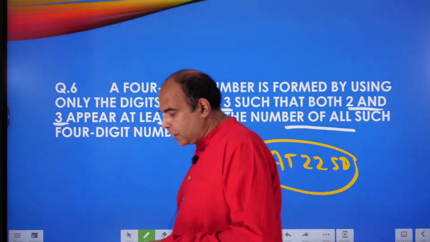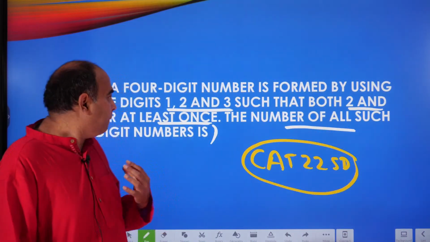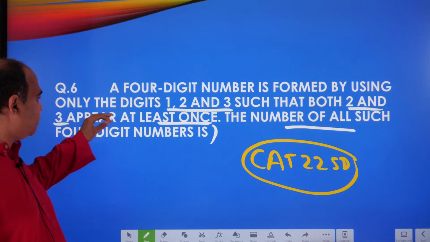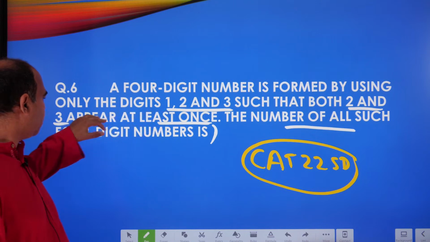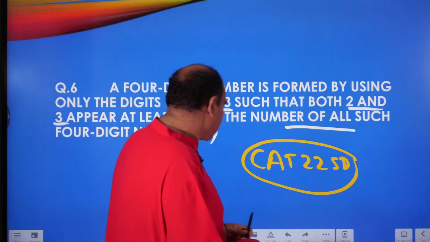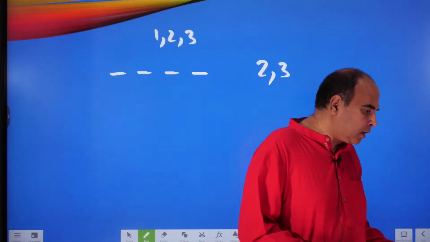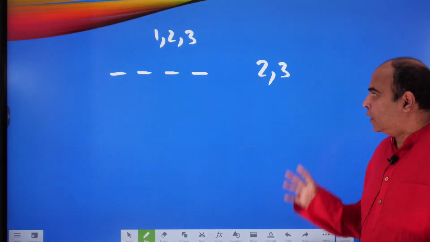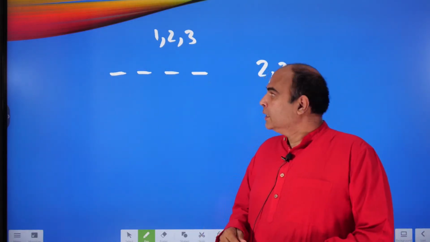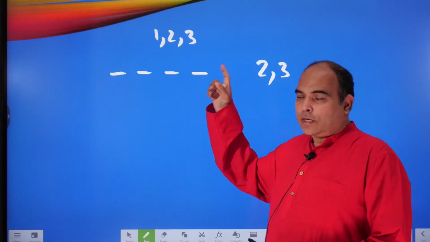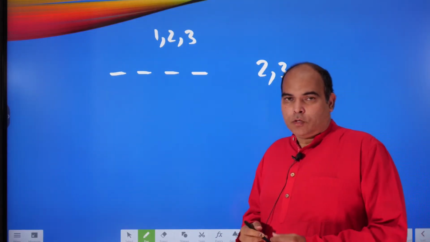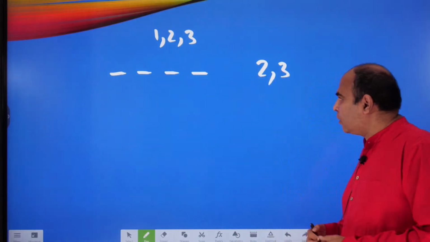Anyway, let's come back to this question. So what was your question saying? A 4-digit number is formed by using only the digits 1, 2, 3, such that both 2 and 3 appear at least once. How many such numbers exist? So there are 3 constraints here. One is that it's a 4-digit number. Second constraint is that you are using only the digits 1, 2, 3, and 2 and 3 have to appear at least once.